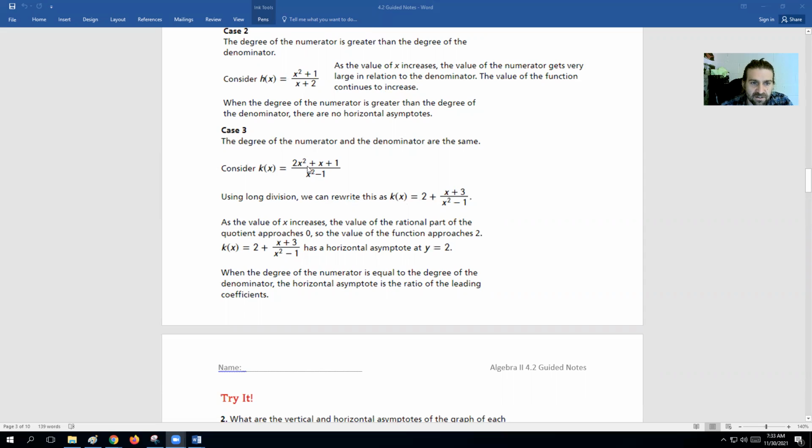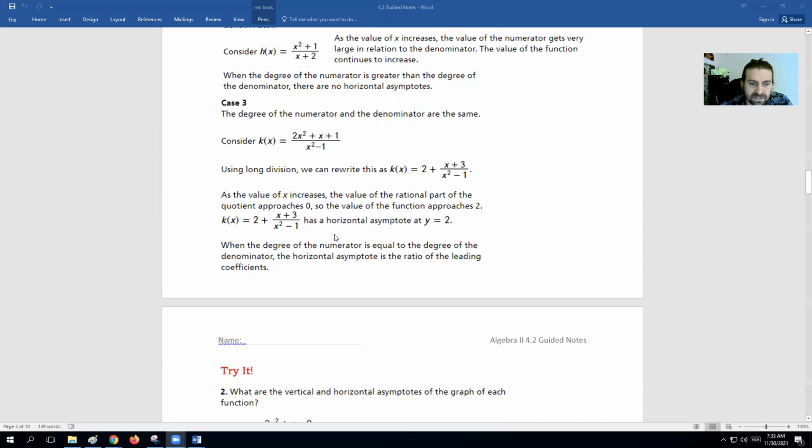Well, if the degrees are the same, we can use long division here, and we can rewrite the expression like so. Now, what always happens here, if you look, we will actually look at our leading coefficients here, which is 2, and this is 1. And the answer, the horizontal asymptote, is always going to be equivalent to the leading coefficients divided. So 2 over 1 is equal to 2.